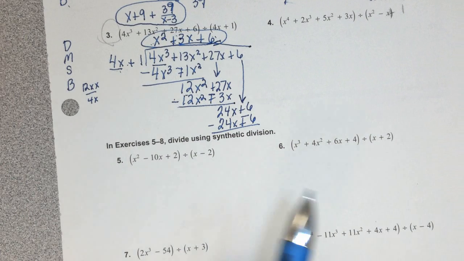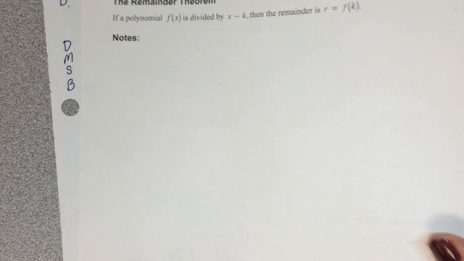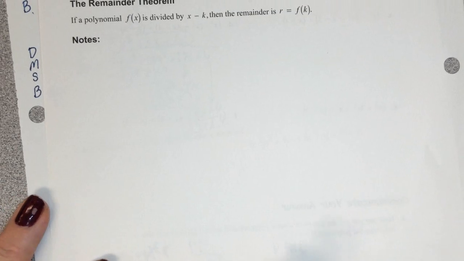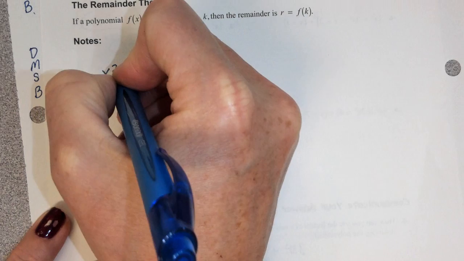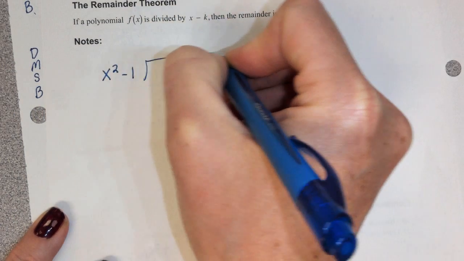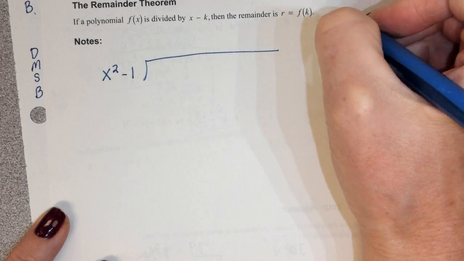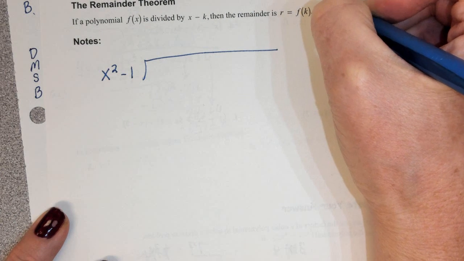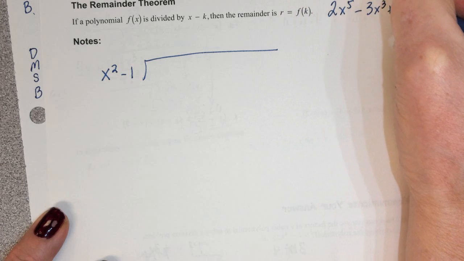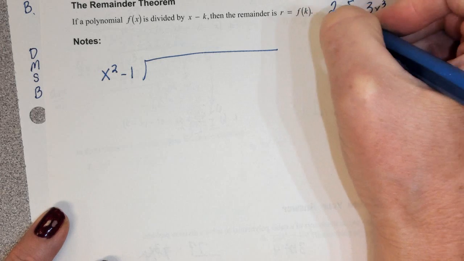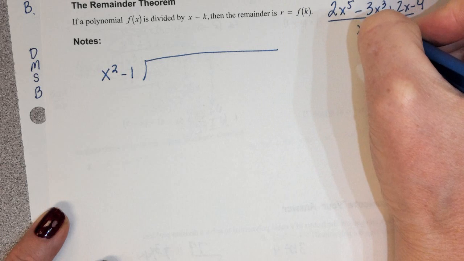Okay, let's go over to that space where you have some room where it says notes on page 88. And let's do another problem, one that has some different things to look at. So let's say we've got x squared minus 1. And I'm going to write it like this first. Let's say we've got 2x to the 5th minus 3x to the 3rd plus 2x minus 4. And we're going to divide that by x squared minus 1.